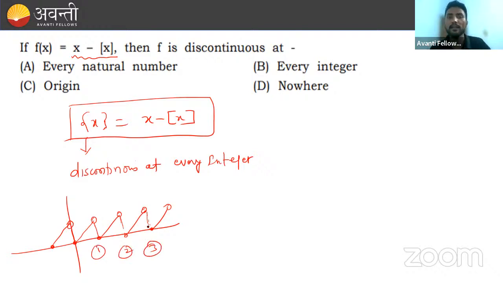So that's why you can directly remember it. Otherwise, at every integer point, you can find LHL and RHL. You will find different values, so LHL is not equal to RHL. So just remember this: the fractional part and the greatest integer function are both always discontinuous at every integer.